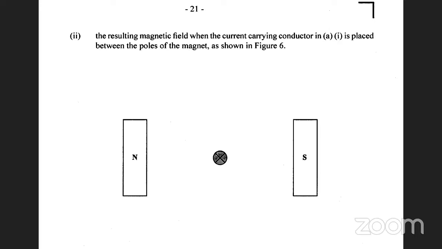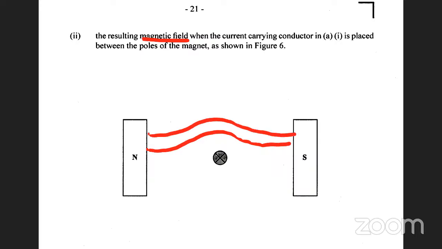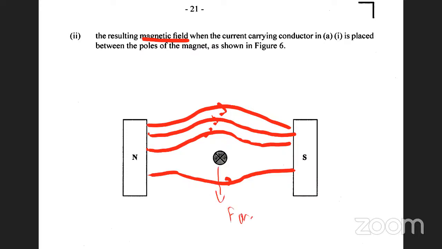The force is the thumb. So basically, the current is going in, the magnetic field is north to south, and the force is down, right? But they want you to draw the magnetic field. So remember, the field will build up on top and have less underneath, pushing it downwards.